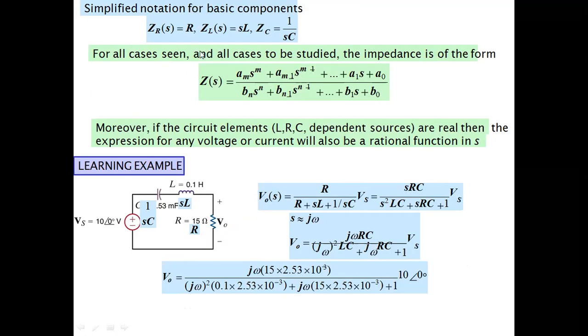So here, if we are solving a case in which we are having lots of inductors, capacitors, resistors, at that time we can write the impedance in the frequency domain as a_m s to the power m plus up to a_0 upon b_n s to the power n plus up to b_0. So here, if circuit elements like inductor, capacitor, resistor and dependent sources are real, then the expression for any voltage or current will be in the form of a rational function.